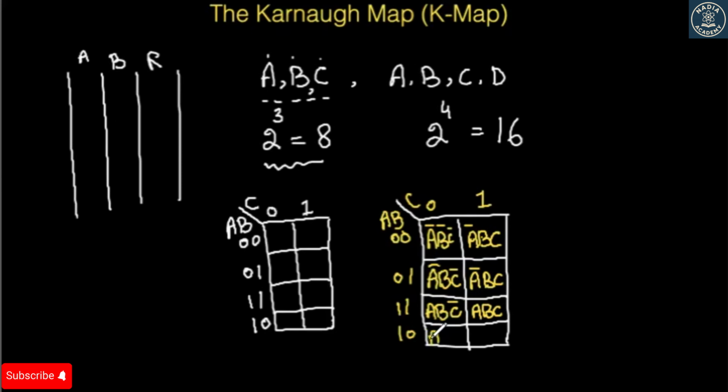And here A is 1 and B is 0, so A, B bar, C bar. The last one will be A is 1, B is 0, so B bar, C is 1. So we will have the values like this in this table, and that is actually the K-map.